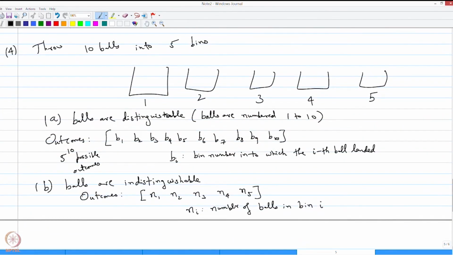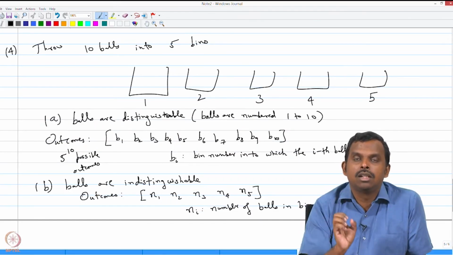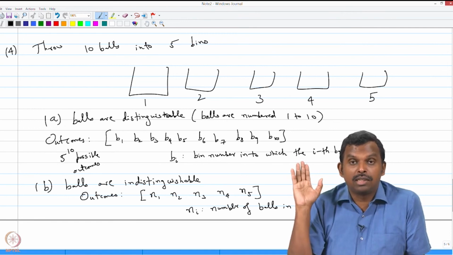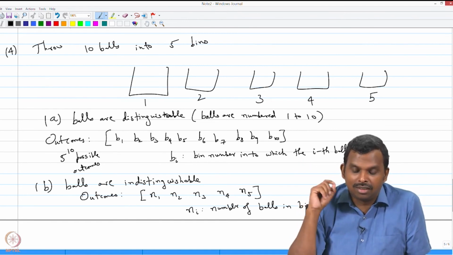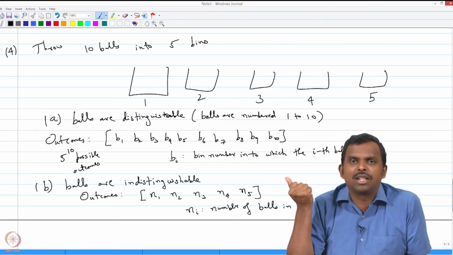I have thrown 10 balls, they are all indistinguishable, same balls, and at the end, an outcome I am interested in is how many balls ended up in each bin. Okay, Ni is the number of balls in bin I. Okay, so now here again is this interesting little count that we have to do. So, how many different possibilities are there for this guy?